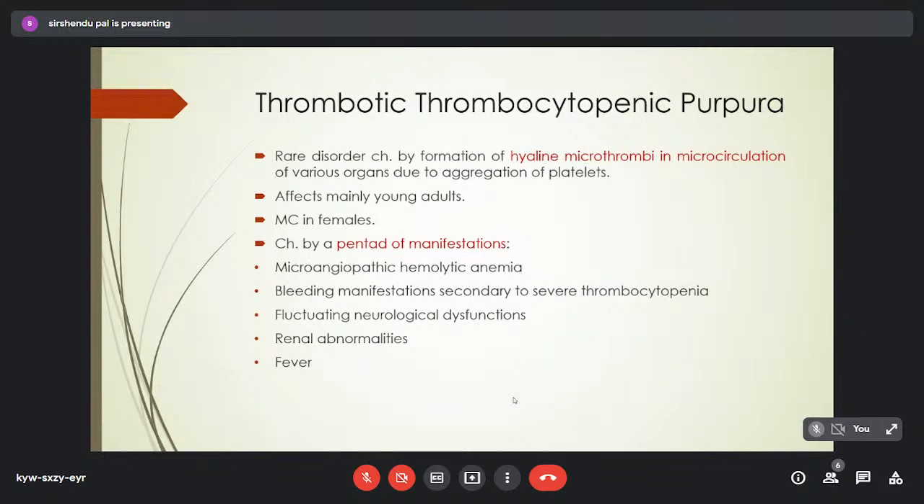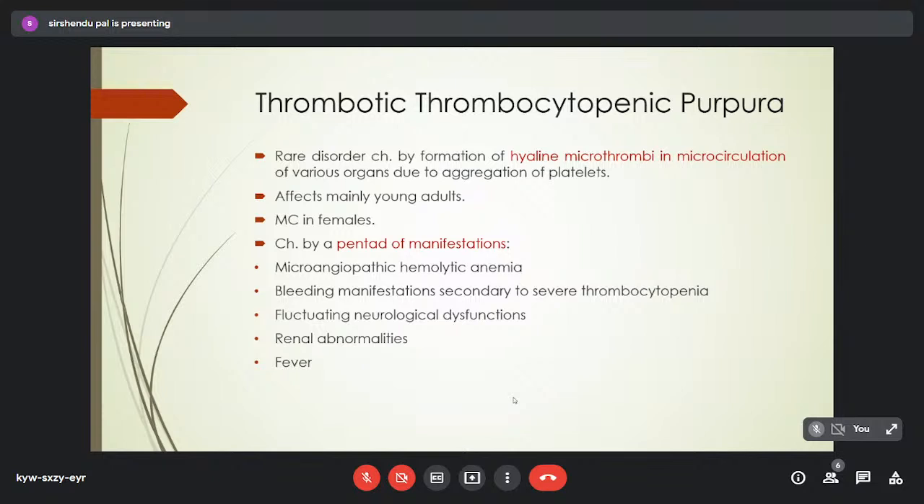Now coming to thrombotic thrombocytopenic purpura. This is associated with thrombotic complications. It is a rare disorder which is characterized by formation of hyaline microthrombi in the microcirculation of various organs due to the aggregation of platelets. Generally affects young female adults.